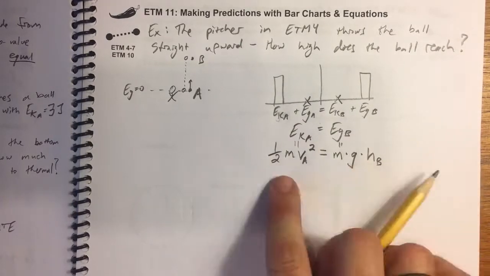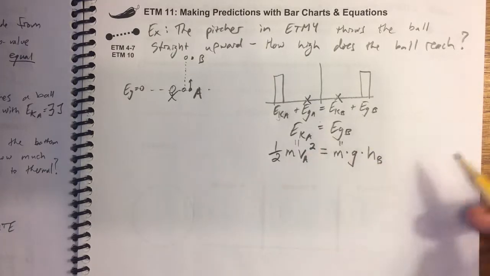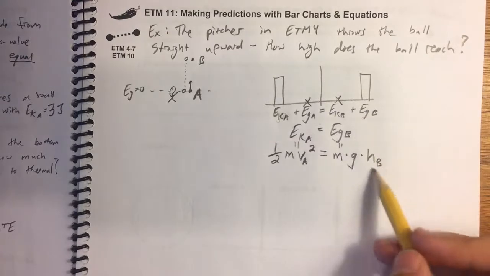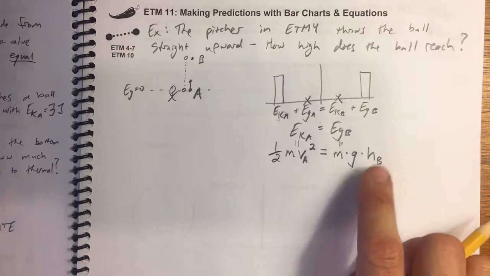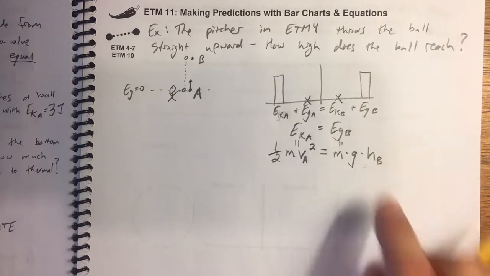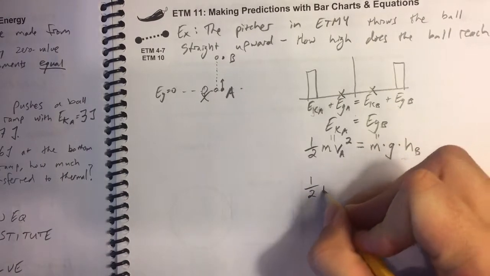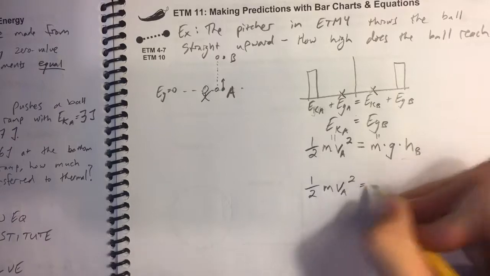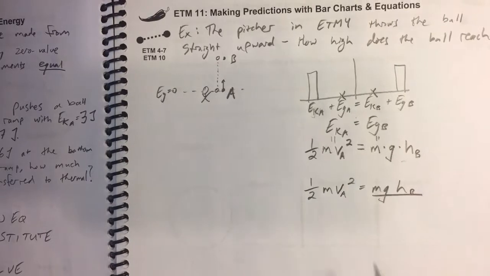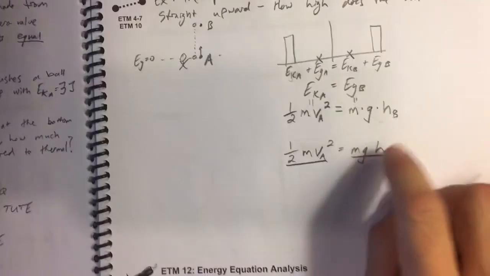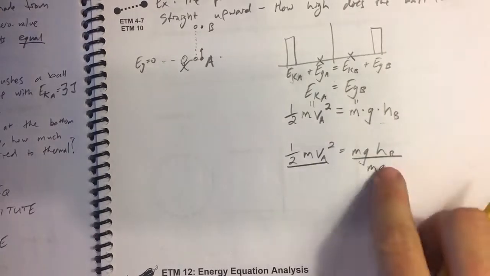So let's actually, we'll deal with this equation in a second. We want to move things around so that we get height all by itself. So it becomes an algebraic problem of trying to get height by itself on one side. Let's do some of that work over here. If I write 1/2 m v_A squared equals m g h_B, and divide both sides by the things that are attached to height on this side of the equation, so I'm going to divide both sides by m and g.